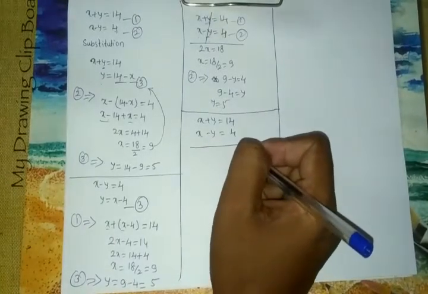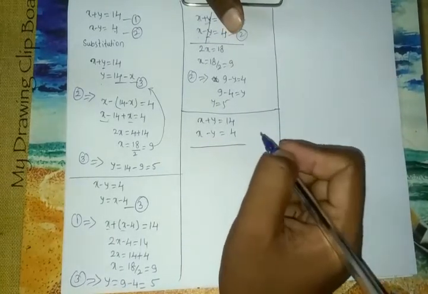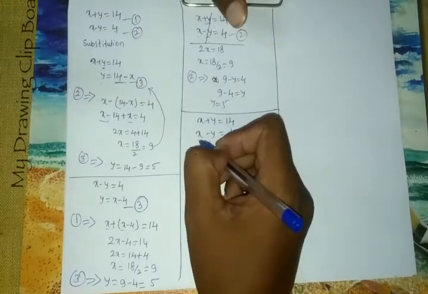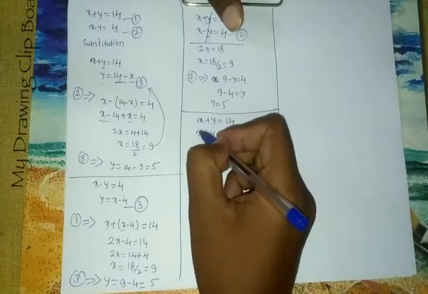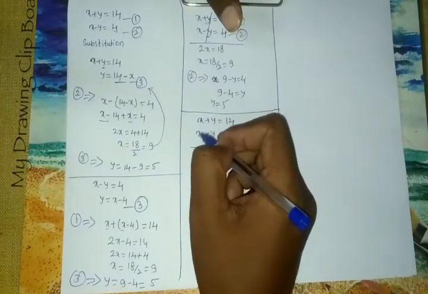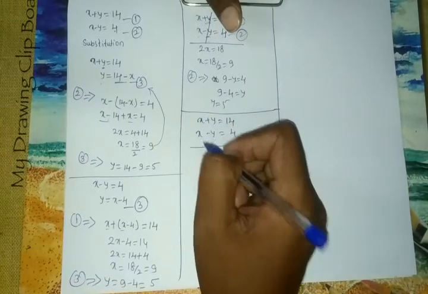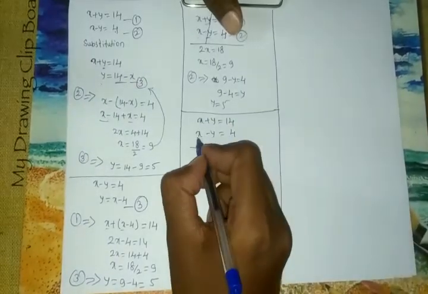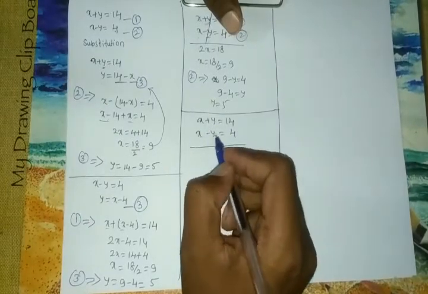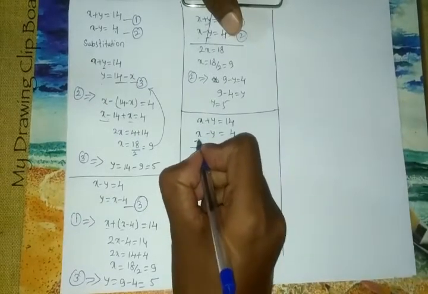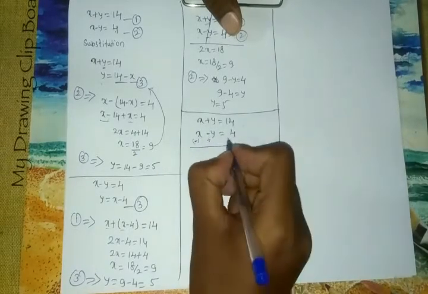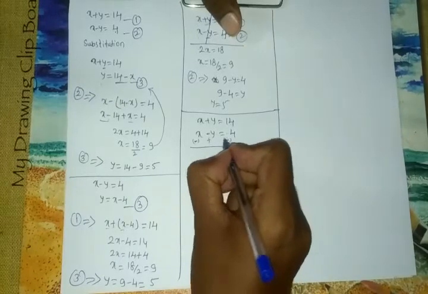As I said, we have to eliminate one variable. For the elimination of one variable, one should be positive, another should be negative. So in this case you can see both are positive only. To make one of the equations negative, I will just change the sign. Actually what we are doing is multiplying with minus 1. So plus becomes minus, and minus becomes plus.